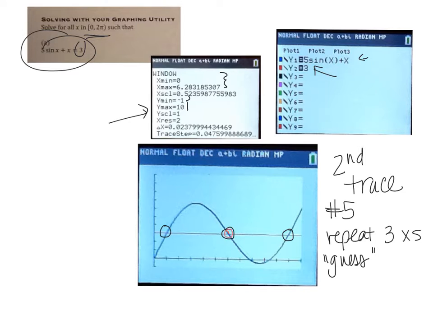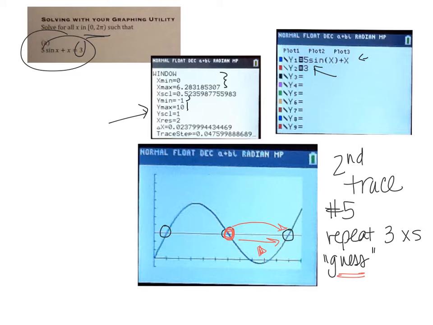So if you started by solving this point here, and you got a value, and then you wanted to solve for the next point maybe over here, when you get to that guess stage, you're literally going to move your cursor by using the left-hand arrow. You're going to move that over to the point of intersection that you want to solve for.